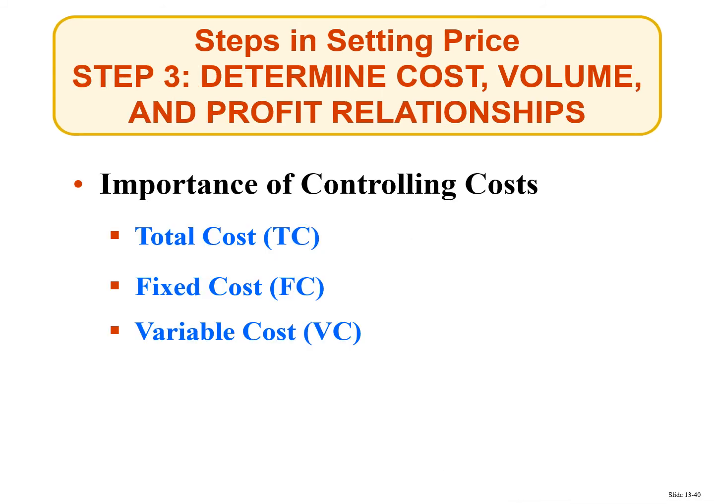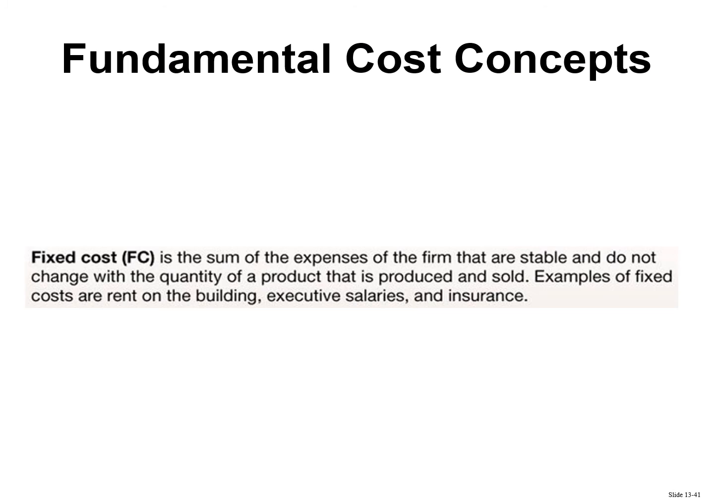Now, step number 3 is to determine cost, volume, and profit relationships. And we're going to go quickly through total cost, fixed cost, and variable cost. These are the fundamental cost concepts. Fixed cost is the sum of the expenses of the firm that are stable and do not change with the quantity of a product that is produced and sold.